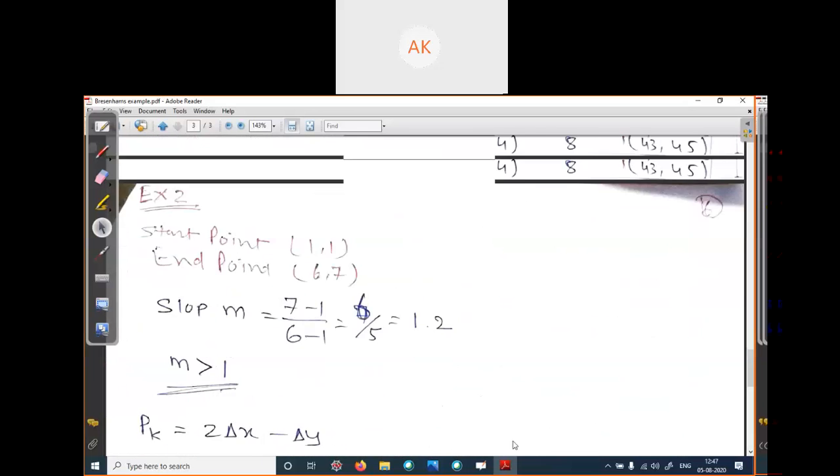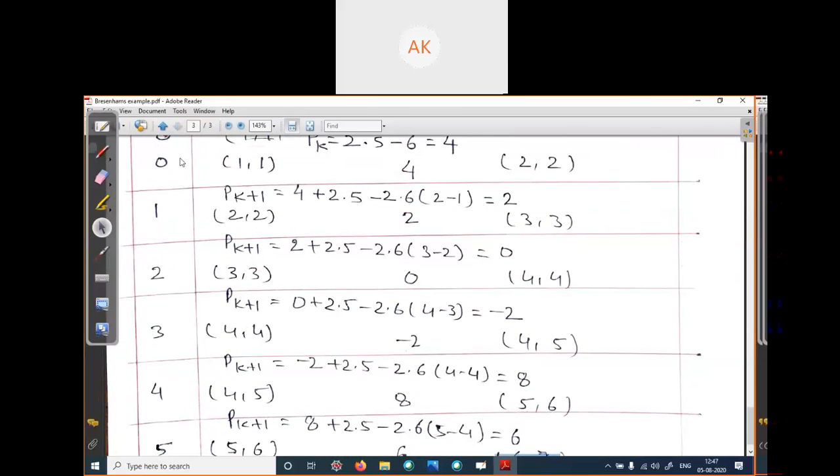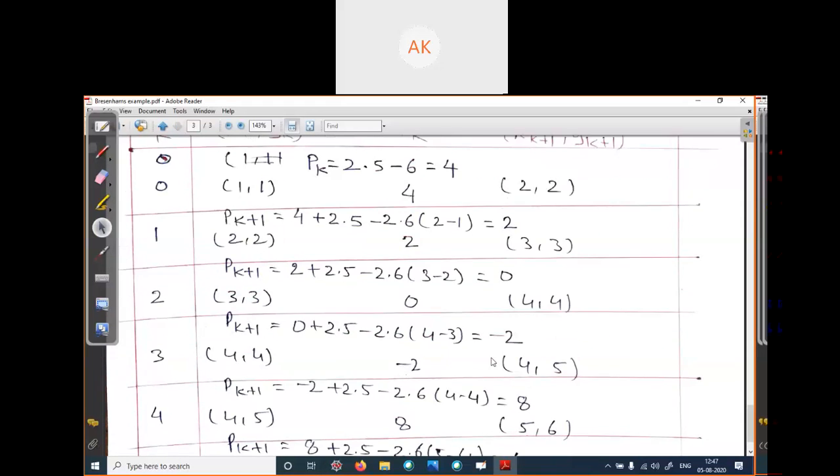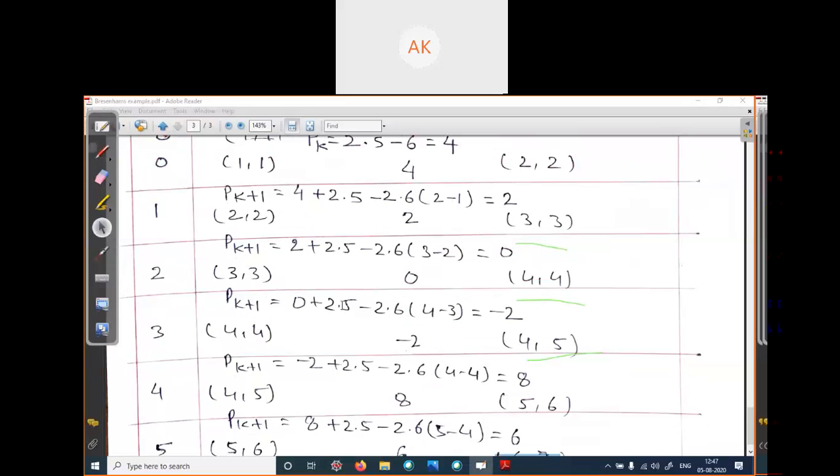What is the end point? As you know, 6, 7. When you reach the end point, stop your algorithm. So these all are the intermediate points: the first intermediate point, second, third, and the same way you find all the intermediate points. Okay, so is it clear to all of you? No doubt.